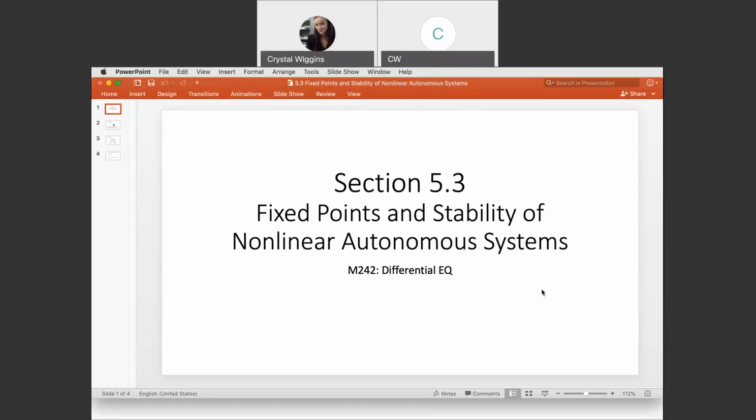All right, let's talk about fixed points and stability of nonlinear autonomous systems. So 5.2, we focused on linear autonomous systems, and now let's focus on nonlinear. The application actually is in 5.4. Sorry, I think I mentioned last class the next section, but forgot we have to cover this one first, and then we get to 5.4 next week.